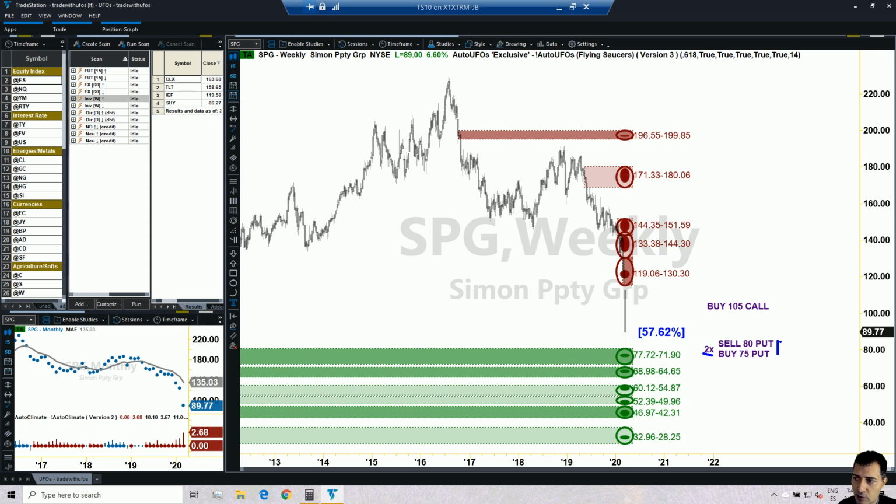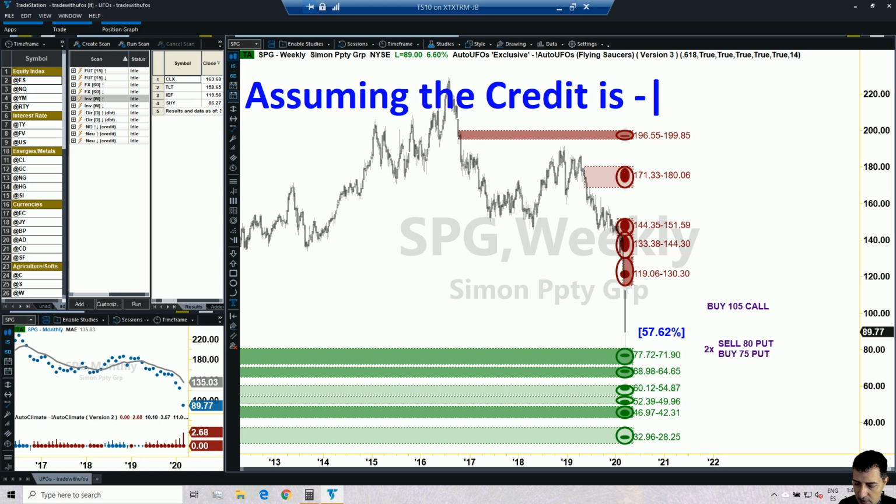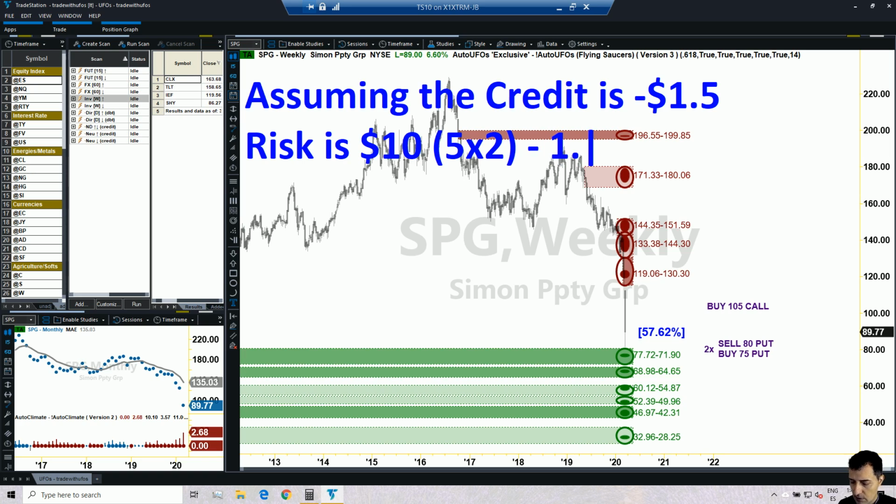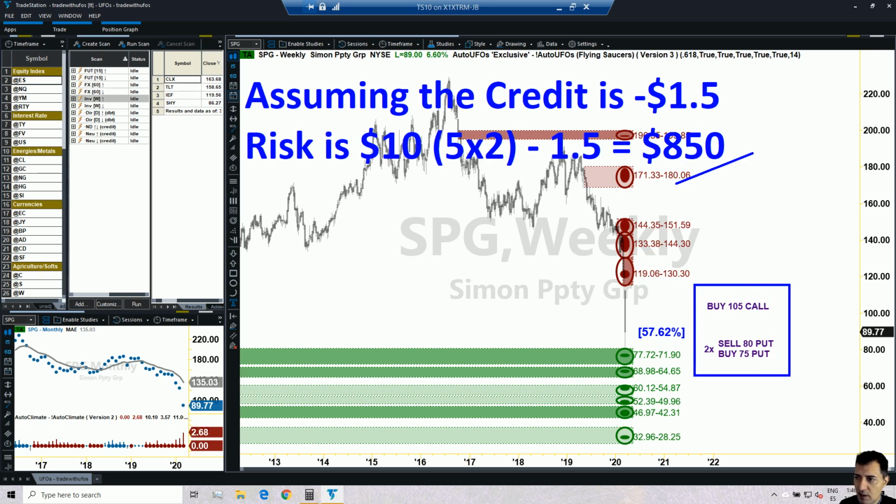So Mark is absolutely correct. The risk of the trade is $1,000, minus the credit collected. Assuming the credit is minus $1.5, you have $10 of risk. Risk is $10, which is 5 times 2. The risk is $10 minus 1.5, and that is $850 of risk in this trade.